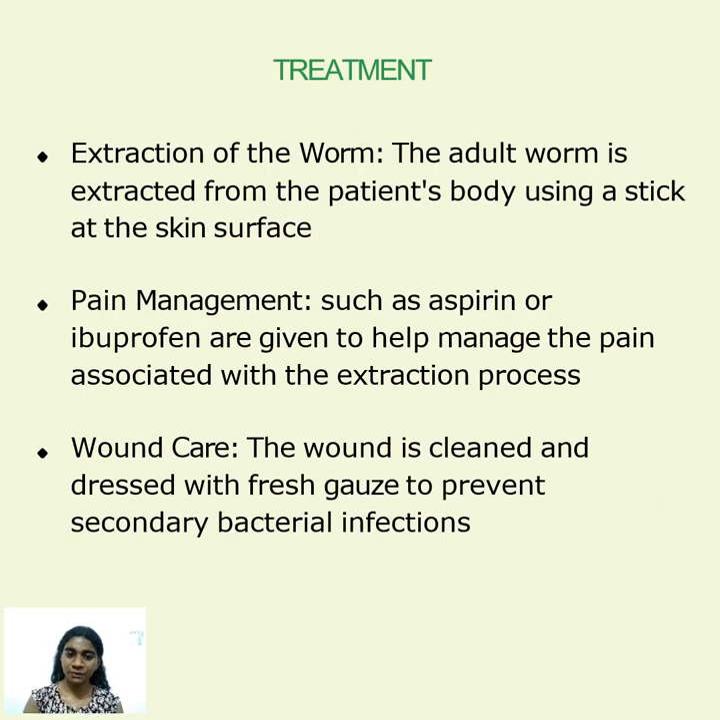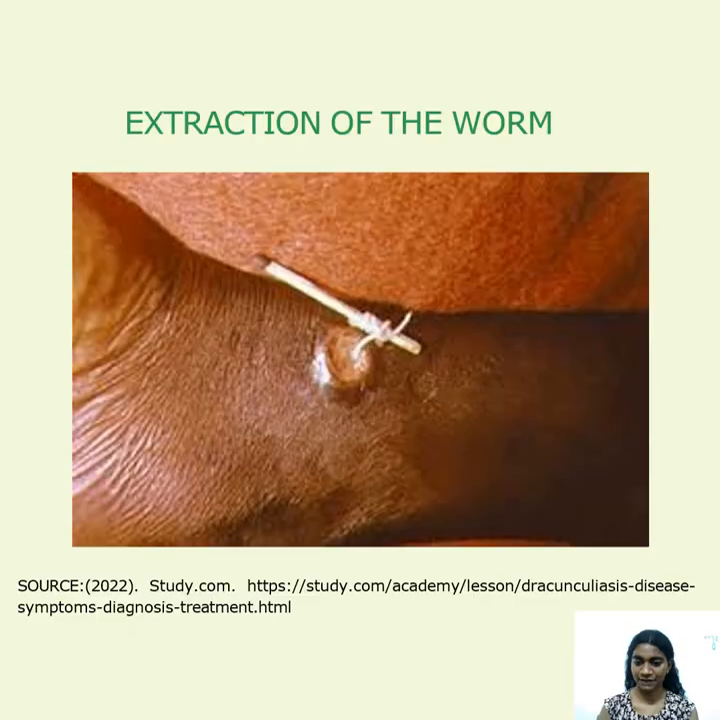Treatment: extraction of the worm. The adult worm is extracted from the patient's body using a stick at the skin surface. Now I'll be showing you a sketch after this slide, and the process is actually quite simple. A simple piece of stick is used, kind of wrapped around the parasite, and then you pull it out of the skin. Then we have pain management, such as aspirin or opioids, given to help manage the pain associated with the extraction process.